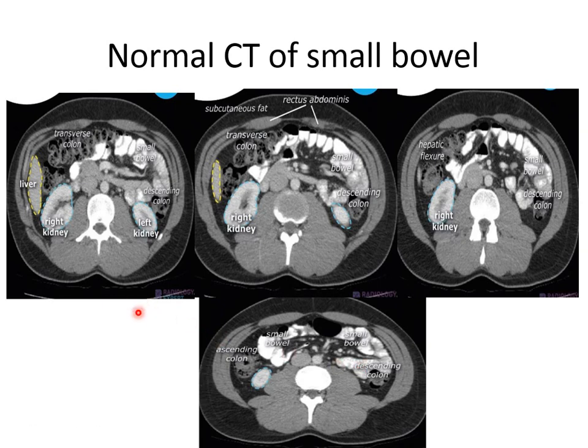But here you will see that the bowel is full of contrast. We have to focus on what their shapes look like without surgery. This is the shape of the small bowel in 4 slice sections. So oral contrast is filling the small bowel.